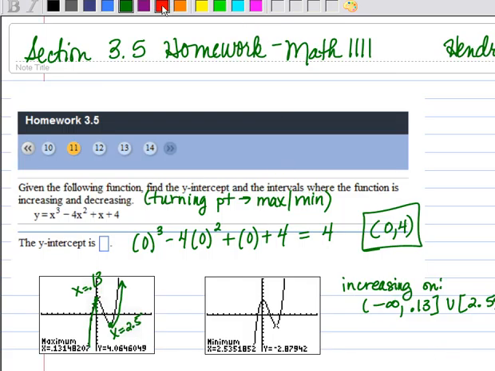Now, where is it decreasing? It's decreasing where the graph is going down from left to right. So that is on this piece, which is between which x values? Yeah, between 0.13 and 2.54. So remember, for answering where is it increasing or decreasing, you're always doing the intervals of x.